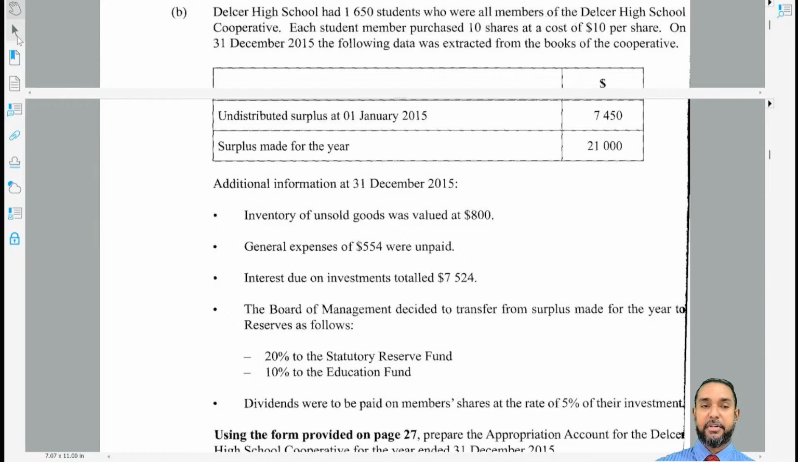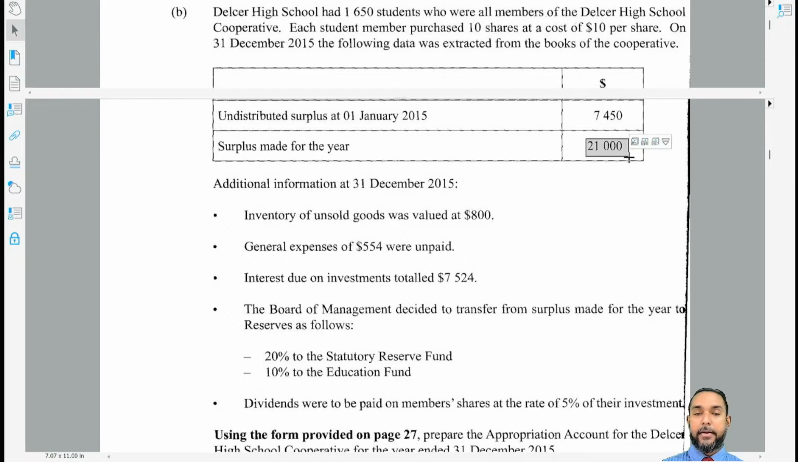I want you to pay attention to a phrase here. The Board of Management decided to transfer, what does it say here? From the surplus made for the year. So which of these two figures, or is it the combination of them, will give us the surplus made for the year? 21,000. So this figure here is only going to be appropriated out of this figure here.